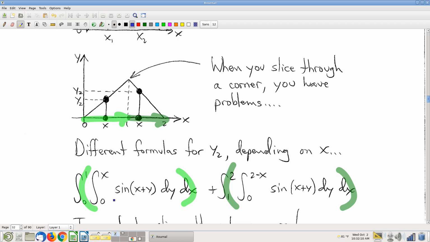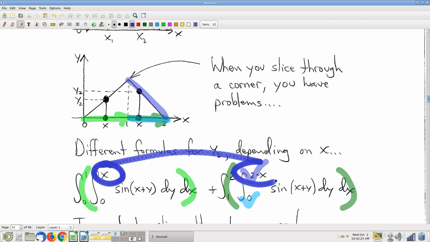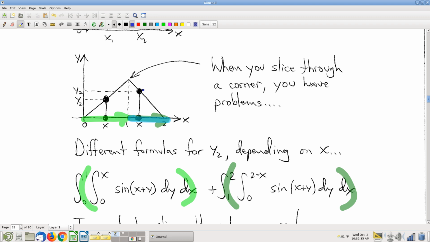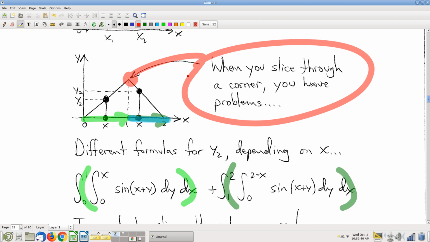On the other hand, over here, for these values of x, there's the lower bound curve and the upper bound curve, and they give me these different bounds. Specifically, notice that the formula for the upper inner bound is different. And that is, again, caused by the fact that we sliced through a corner. Everybody see how this worked? Any questions? Everybody happy?